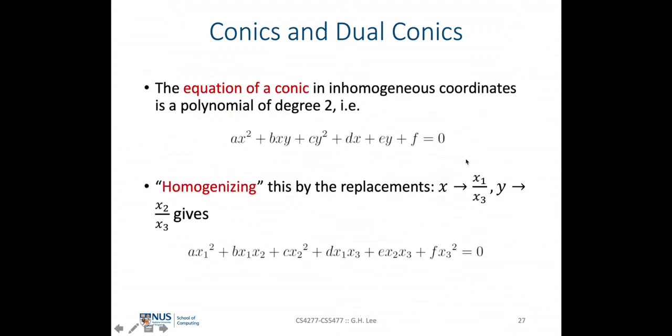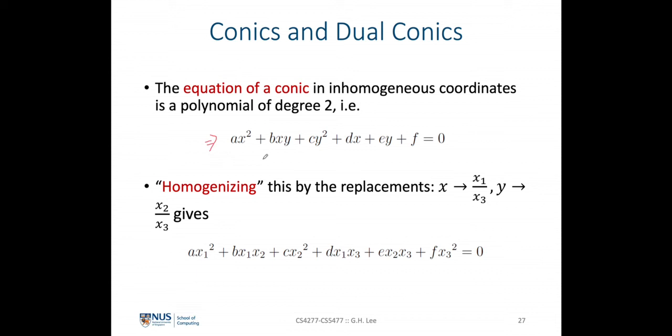hyperbola. So now, having looked at the geometrical intuition behind how the three different types of conics are formed, let's go into the mathematical formulation of conics. We all know that the equation of conics in inhomogeneous coordinates or Cartesian space coordinates is a second degree polynomial given by this particular equation here.